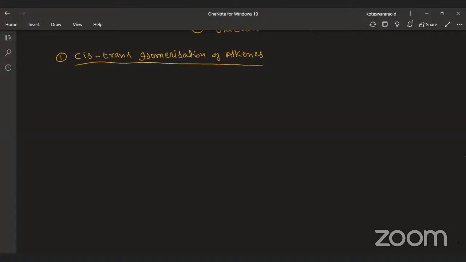First I'm going to give you one example. Then I will discuss what happens during the cis-trans isomerization. Here I am considering a stilbene molecule. This is a simple double bond, substituted at the two carbons with two hydrogens and two phenyl groups. This is called cis-stilbene.